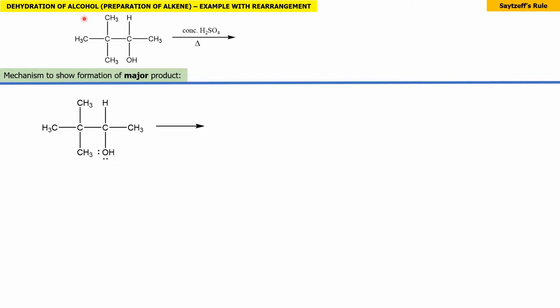Okay, so dehydration nak membentuk alkene, maka type of reaction dia adalah elimination reaction. Okay, so elimination ini adalah type of reaction untuk dehydration of alcohol in order to prepare alkene. So dehydration bermaksud we are going to remove water. So dalam water ada apa? Ada H plus dan juga OH minus. So we are going to remove, buang H plus dan juga buang OH minus.